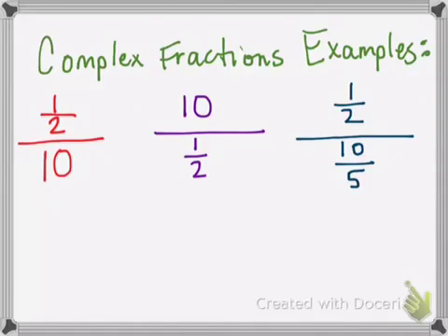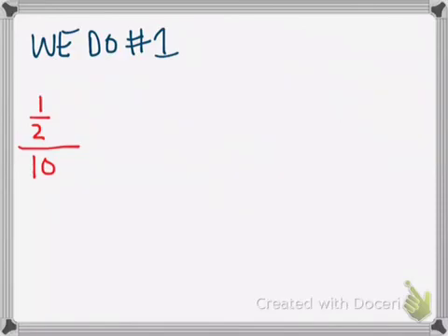Another example is 10 over 1/2. This is where the fraction is in the denominator. And then our last example is where the fraction is in the numerator and the denominator, 1/2 over 10/5. So these three examples should be copied in the examples box in your notebook. So again, with complex fractions, we should be able to recognize them, write them, and also simplify them.